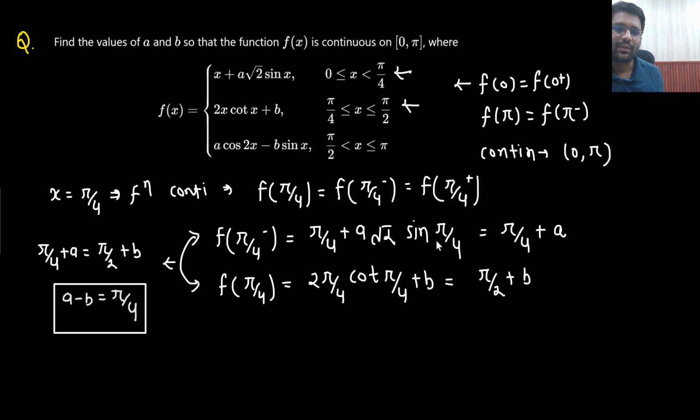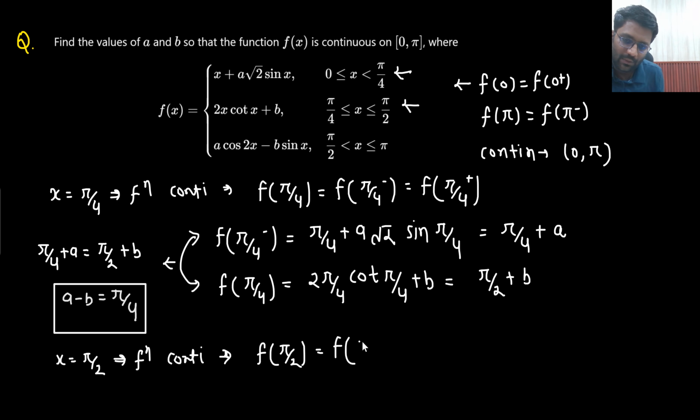So where will I check now? I will surely check at pi by 2 because here the definition is changing. So at x equals pi by 2, I know that the function is continuous. At x equals pi by 2, the function is continuous. So here the definition is changing. So what will I do? I know that, sir, since it is continuous, this will be the scenario. Right? So can I find out the value of f of pi by 2? Absolutely, sir.